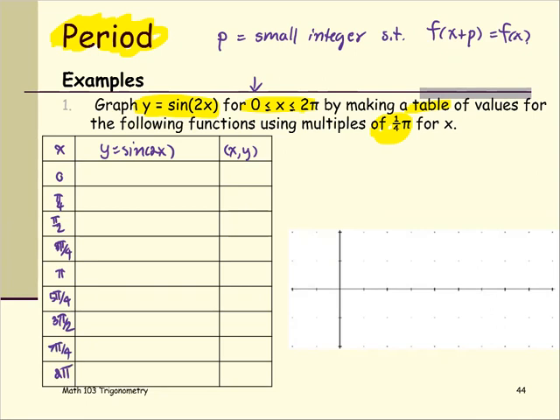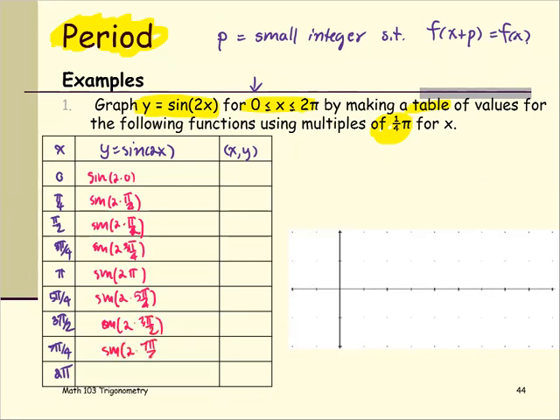We're gonna calculate the multiple of the x and then use it as the argument of the sine value. So y, I don't have to write y, so it's gonna be sine of 2 times 0, sine of 2 times pi over 4, sine of 2 times pi over 2, sine of 2 times 3 pi over 4, sine of 2 times pi, sine of 2 times 5 pi over 4, sine of 2 times 3 pi over 2, sine of 2 times 7 pi over 4. Next, sine of 2 times 2 pi.